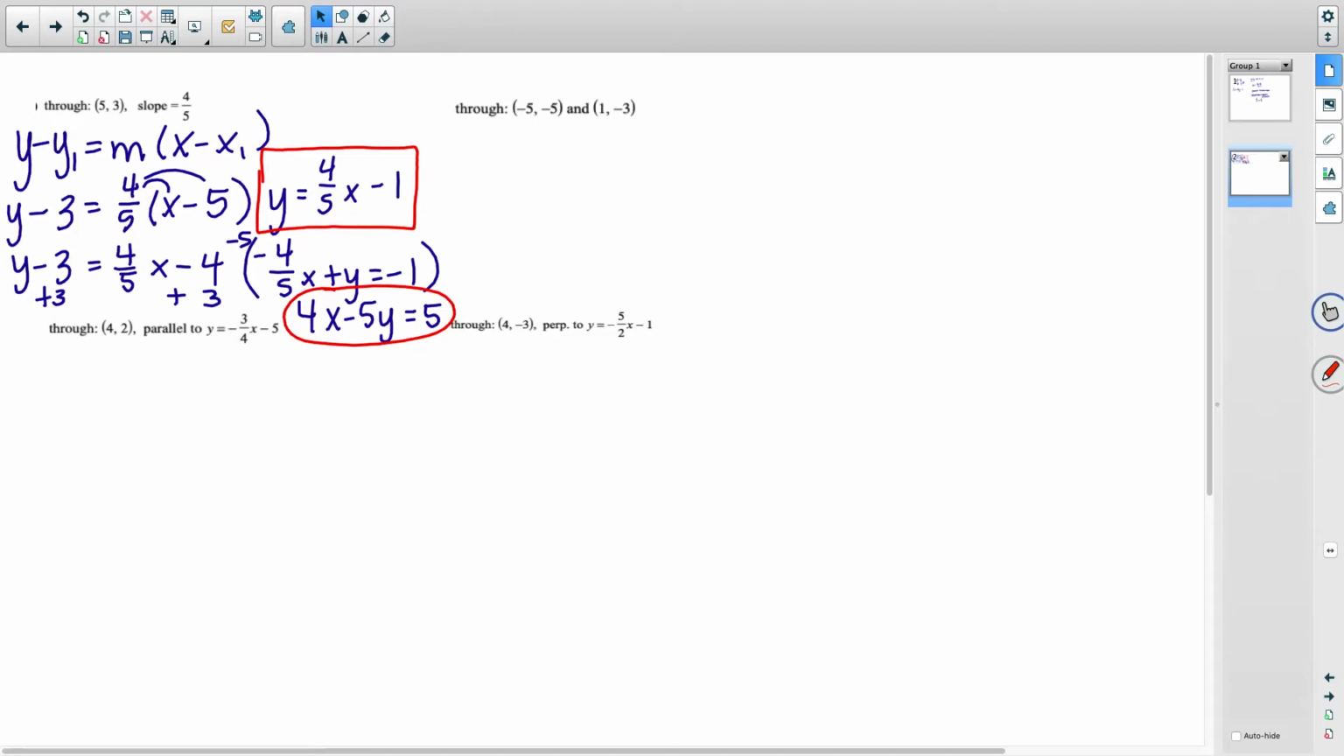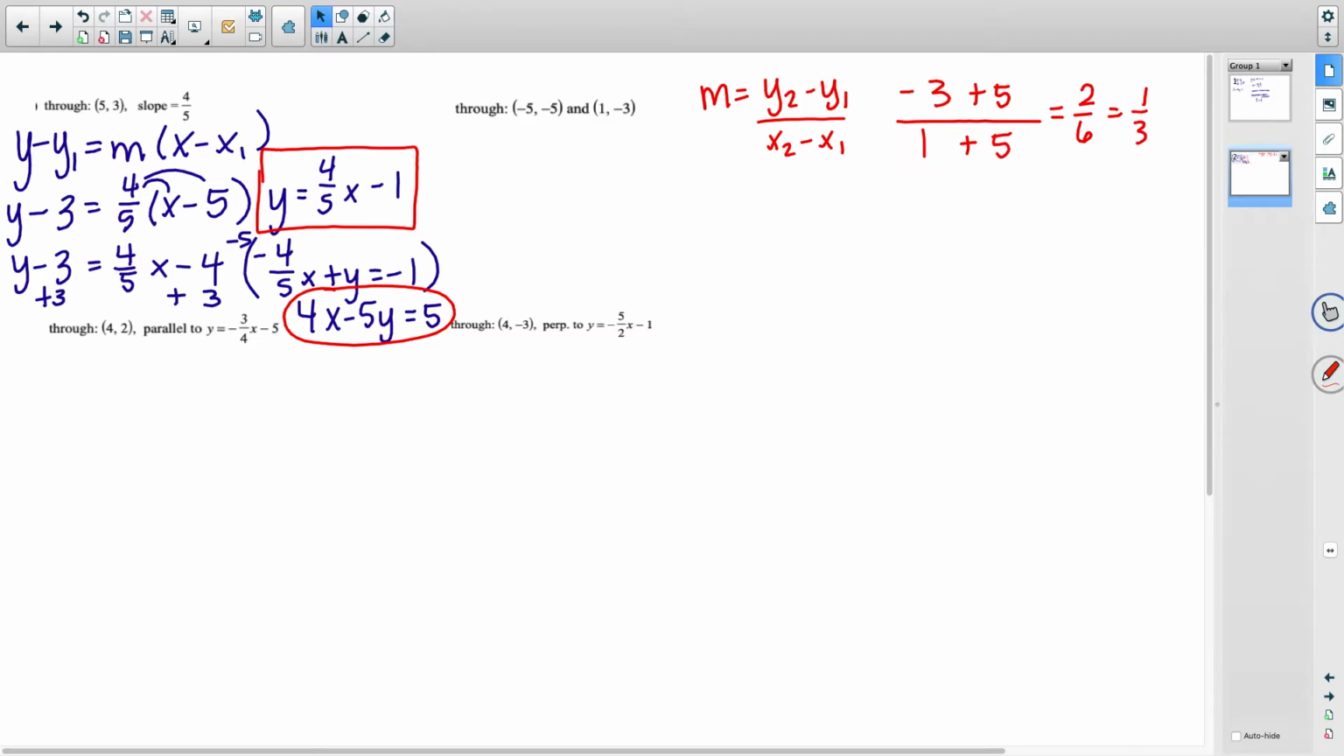In the next example, they give you 2 ordered pairs. So you don't have a slope. So the first thing you're going to have to do is find a slope and then plug everything into point slope form. So let's find a slope first. So slope formula is y2 minus y1 over x2 minus x1. So you're going to say -3 plus 5, because it's minus a -5, over 1 plus 5, which is going to give me 2 over 6, which reduces to 1/3.